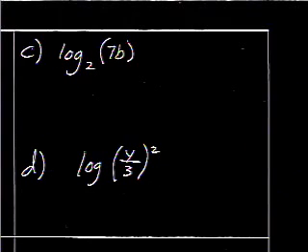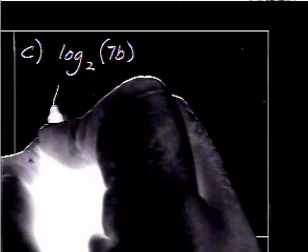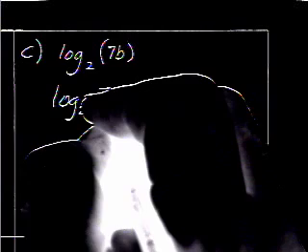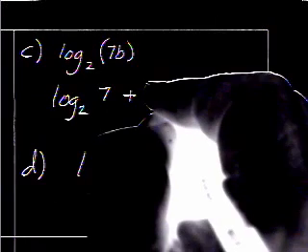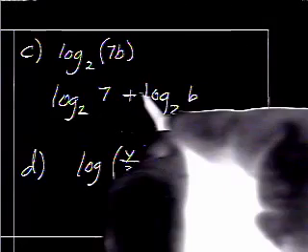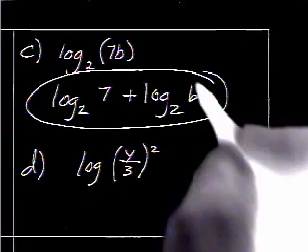All right, next example here. I want to split that up using the, you guessed it, the power property. The product property. So we have log base 2 of 7 plus log base 2 of b. And since all of the arguments have an exponent of 1, we are good.